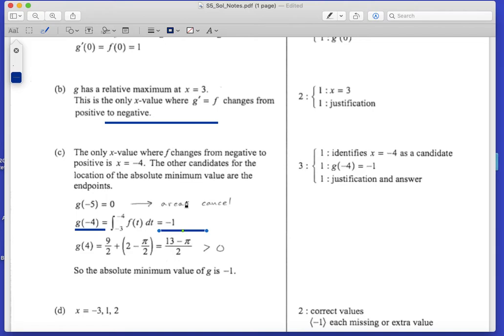Computing these three values and making some statement about the only place you can find absolute minimums are endpoints and critical numbers. That combined with these three computations is your justification.